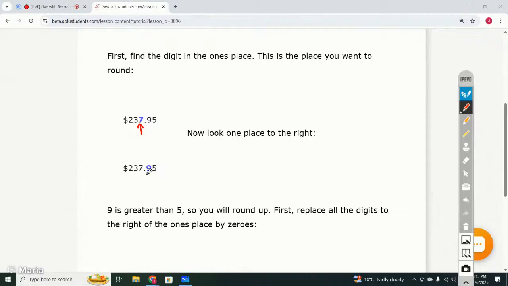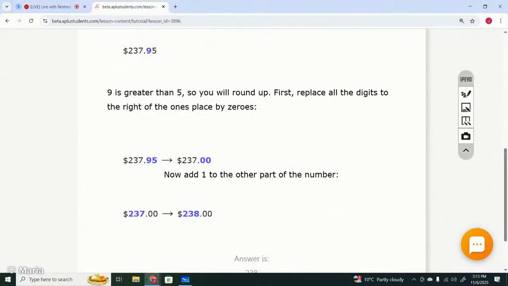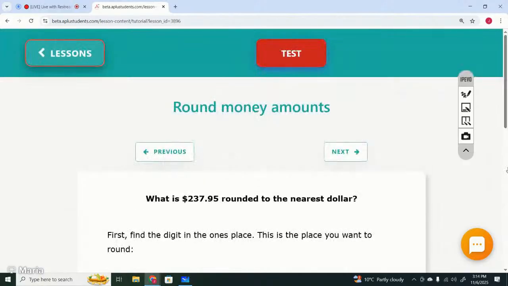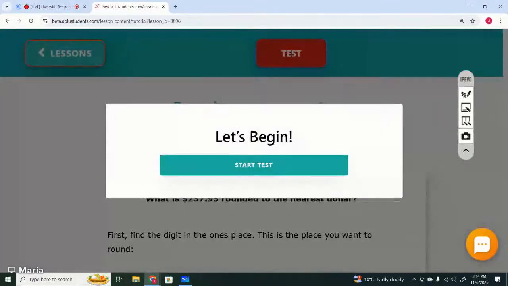Now look one place to the right. On the right we have 9. 9 is greater than 5, right? So we need to round up. It would be rounded to $238. The correct option is $238. Okay, let's just start with the test questions.